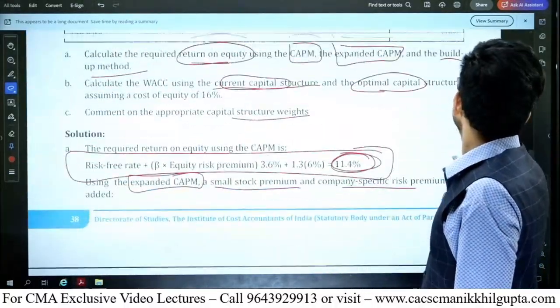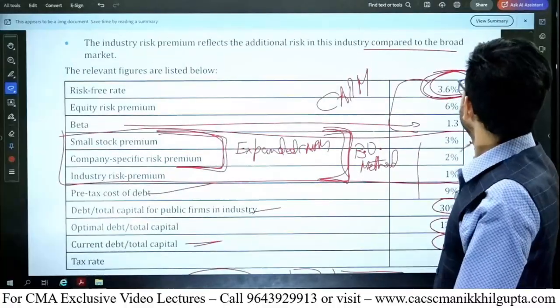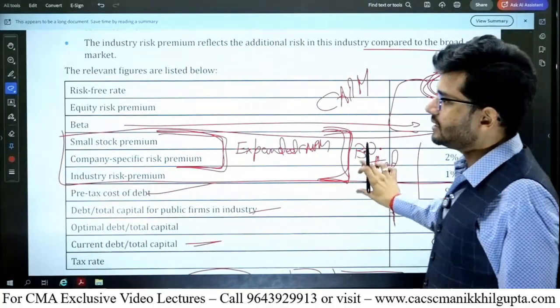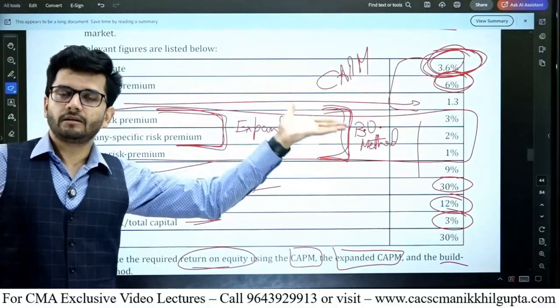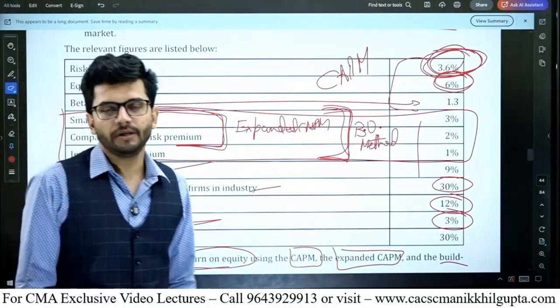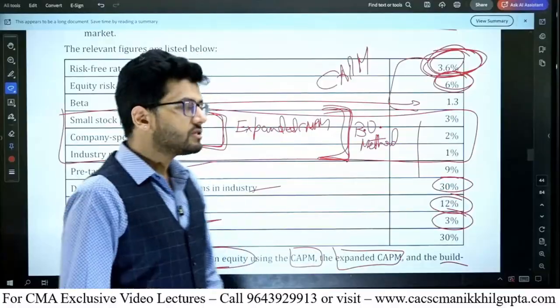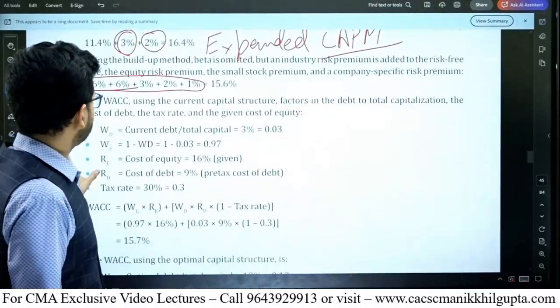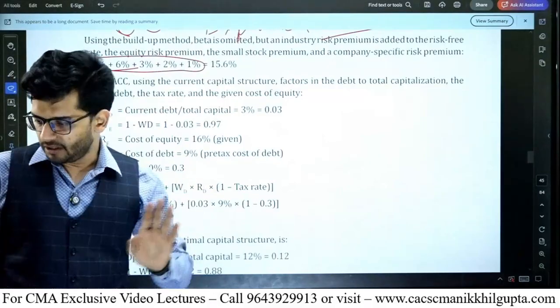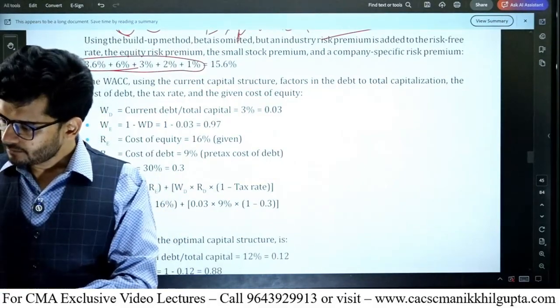3.6 plus 6, 6 is the equity risk premium, plus 3 plus 2 plus 1. That is the built up method. In that, the CAPM formula is not required to be computed. So this is a new thing which we have started. There are two more methods, expanded CAPM method and the built up method, to compute the cost of equity.